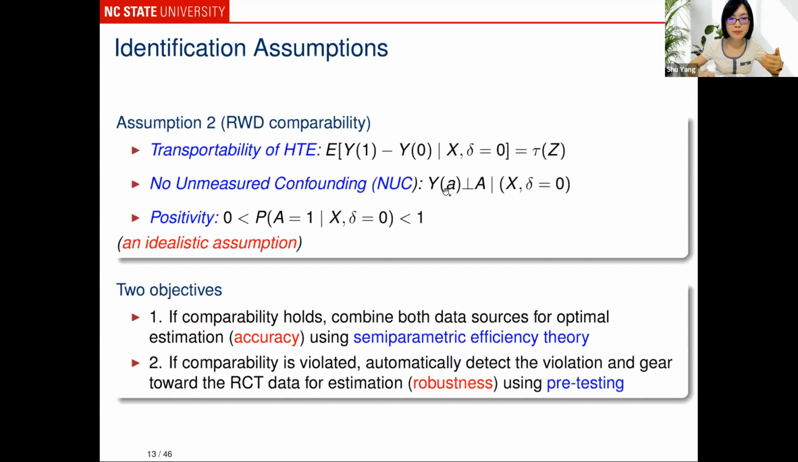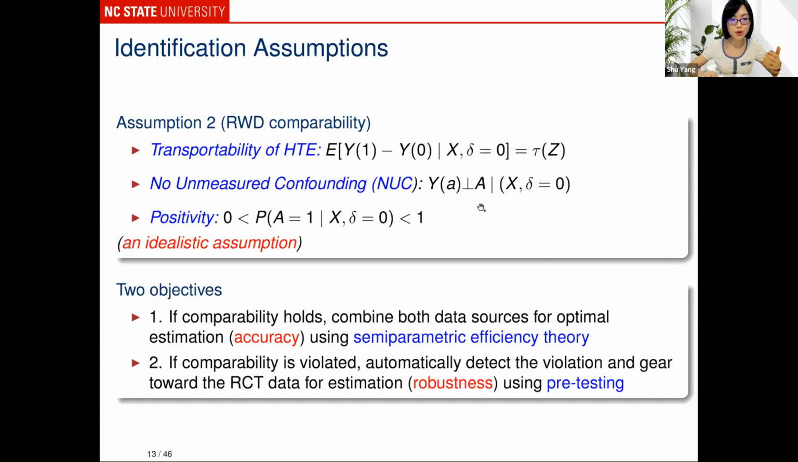So here, for example, the no unmeasured confounding assumption. For this assumption to hold, X must capture all the treatment confounders, right? So that this assumption can hold. This can be very strong in practice. So we view this as an idealistic assumption, which may be violated in practice.